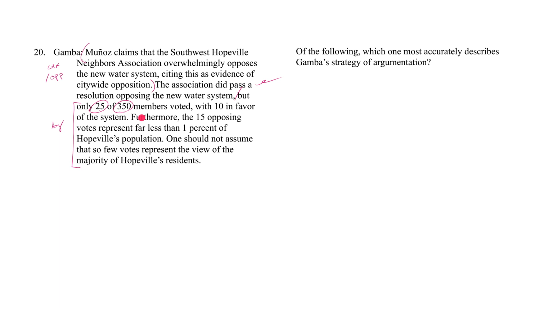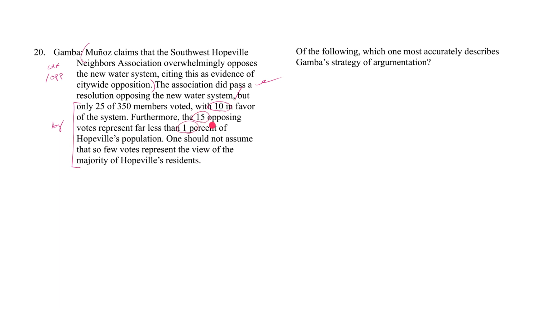25 of 350, what is that, less than 10%, right? 7% voted. And of the 25 that voted, 10 of them voted in favor. So 25 minus 10, that's 15. 15 voted against, right? Yes. Furthermore, the 15 that voted against the opposing vote, that's far less than 1% of Hopeville's population, right?